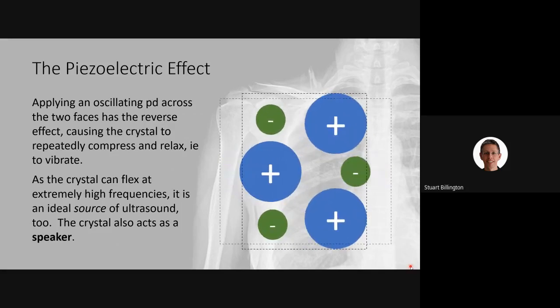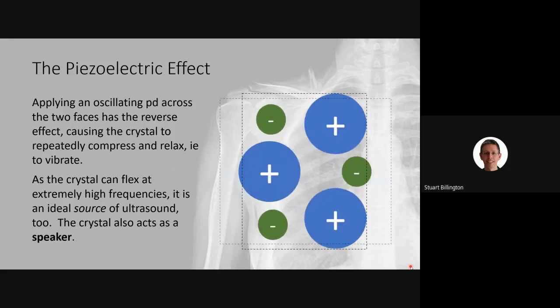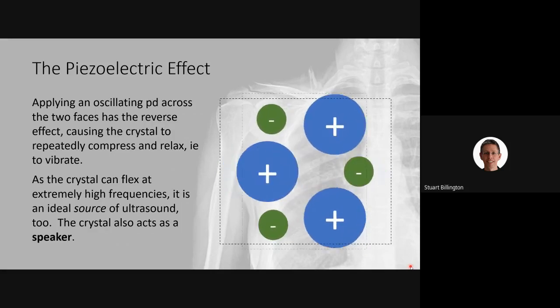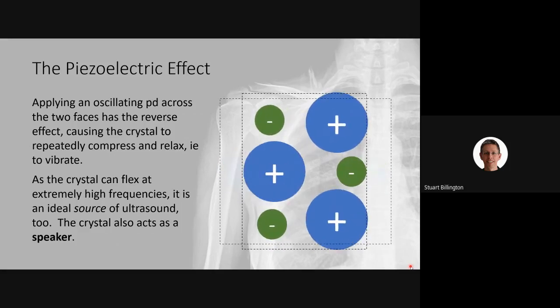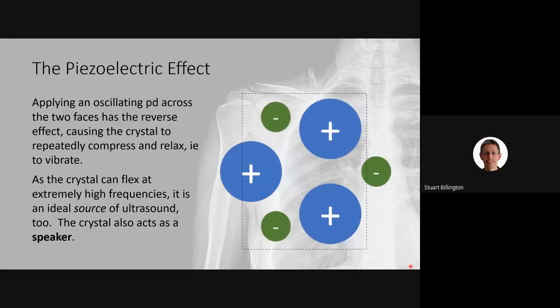And therefore, we can produce a source of ultrasound by applying a potential difference. And then if we stop applying the potential difference and instead start listening to the potential difference through an oscilloscope, we can turn the same device into a microphone. So a piezoelectric crystal can be used as both an ultrasound emitter and an ultrasound receiver.